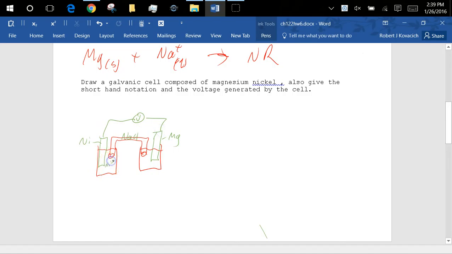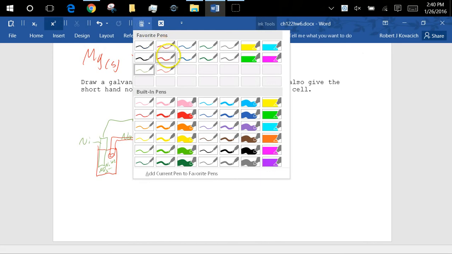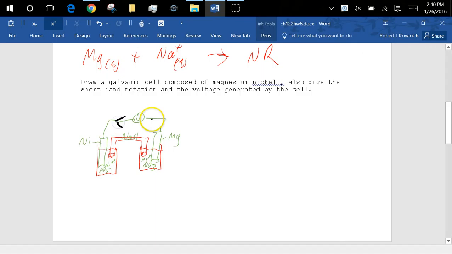I'm going to put nickel ions in here with some nitrate. And I'll put magnesium ions in here with some nitrate. Which direction are the electrons going to travel? Towards the nickel. Okay. So electrons are going to go that way.